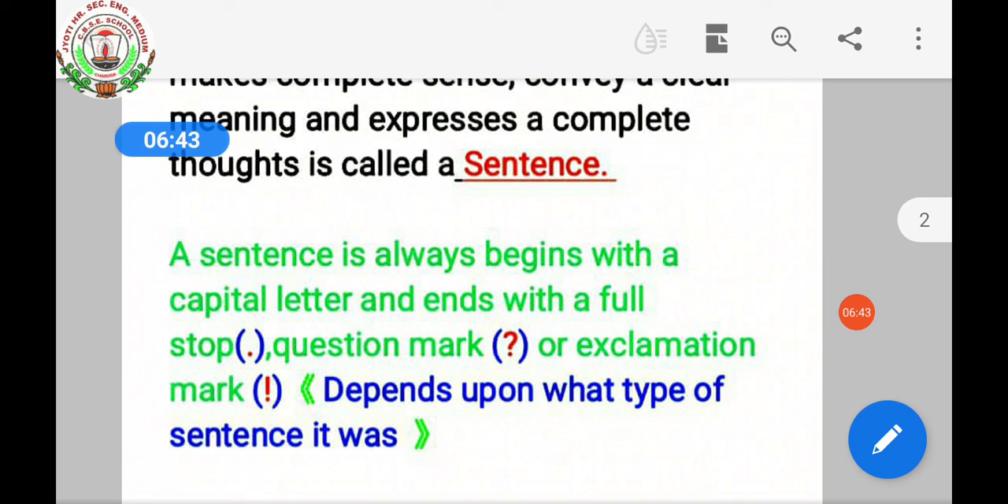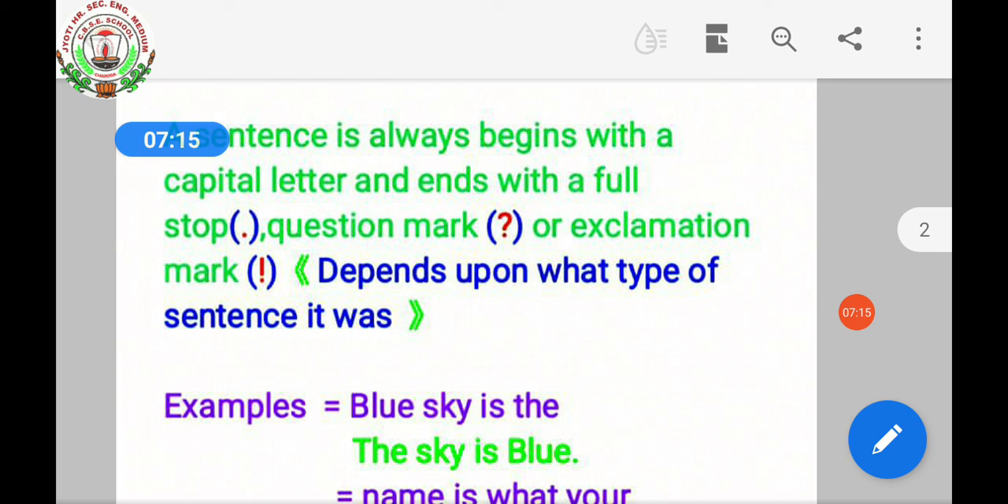Okay, so a sentence always begins with a capital letter. हमेशा capital letter से शुरुआत होगा sentence का and end with a full stop. अगर क्वेश्चन पूछ रहे हो तो क्वेश्चन मार्क से एंड होगा और सरप्राइज हो रहे हो, जॉय है, सॉरो है, दुखी हो रहे हो, उन सब में हम एक्सक्लेमेशन मार्क लगाते हैं. So it depends upon what kind of sentence you are writing or speaking. Okay, now see the example here.